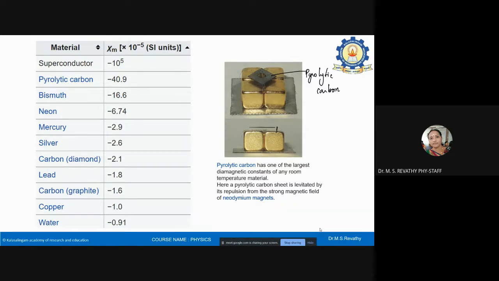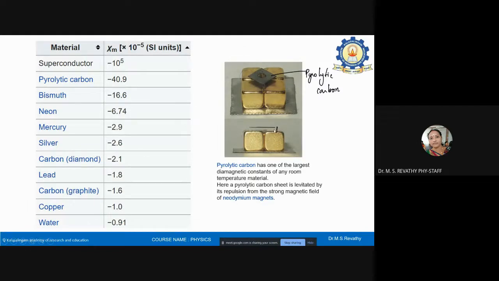Then in the table, you can also see some derivatives of carbon: pyrolytic carbon, diamond carbon, then graphite carbon. Okay, bismuth, neon, mercury, silver, lead, copper are other examples of diamagnetic material. Now let us see the picture which I have displayed, pyrolytic carbon. Actually there are some golden pieces, some cubes you observe now on the screen. They are nothing but pyrolytic carbon. Actually, these are the black color ones, with a hole in the center. This is pyrolytic carbon, and the 4 cubes which are placed on the bottom are nothing but the neodymium magnets.